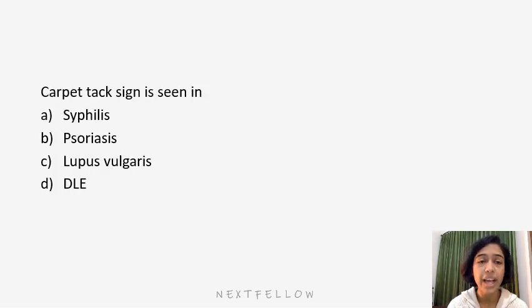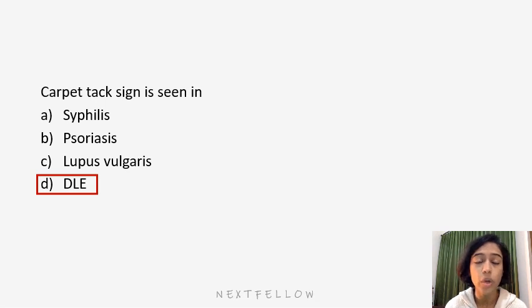Okay, carpet tack sign is seen in syphilis, psoriasis, lupus vulgaris, or DLE. So the answer here is DLE. Carpet tack sign or tin tack sign or cat's tongue sign, okay, is seen in discoid lupus erythematosus. I'll explain what this is.